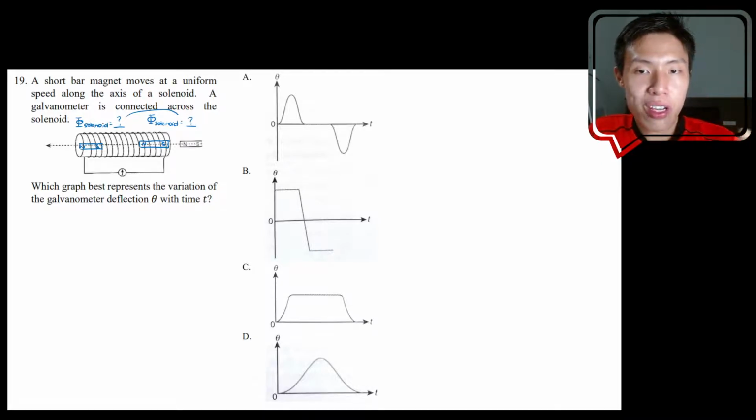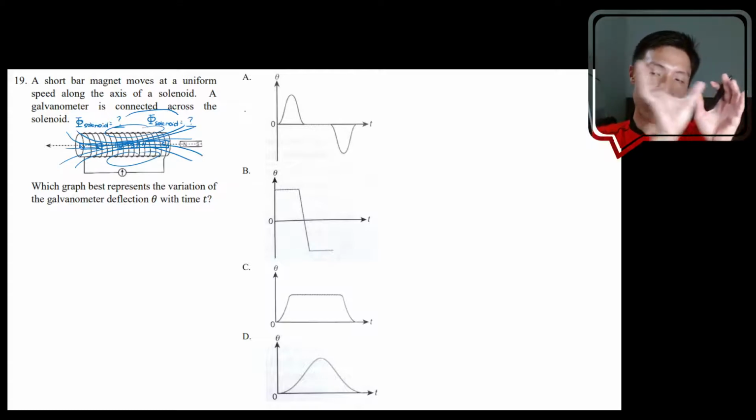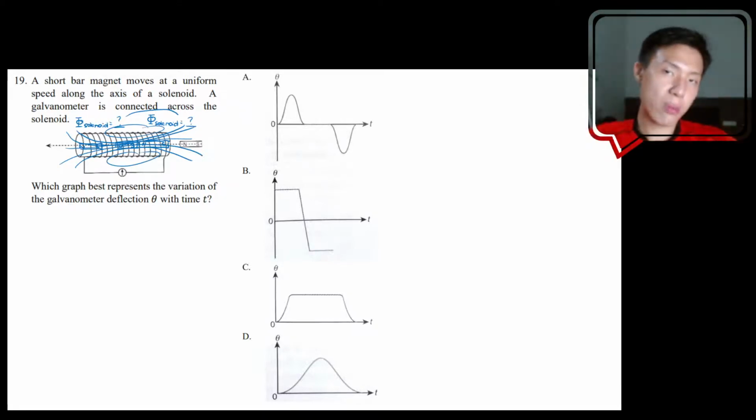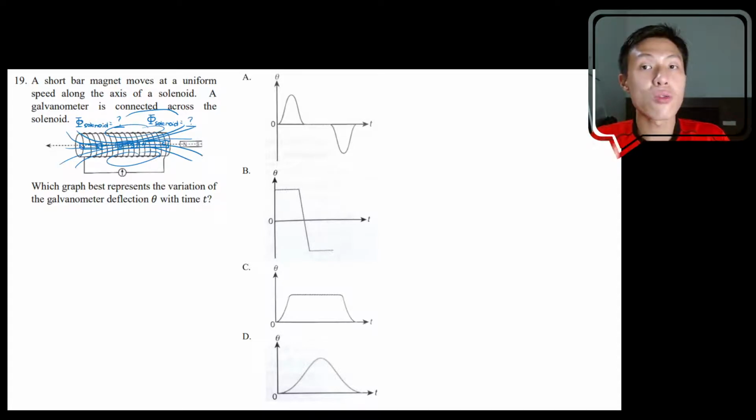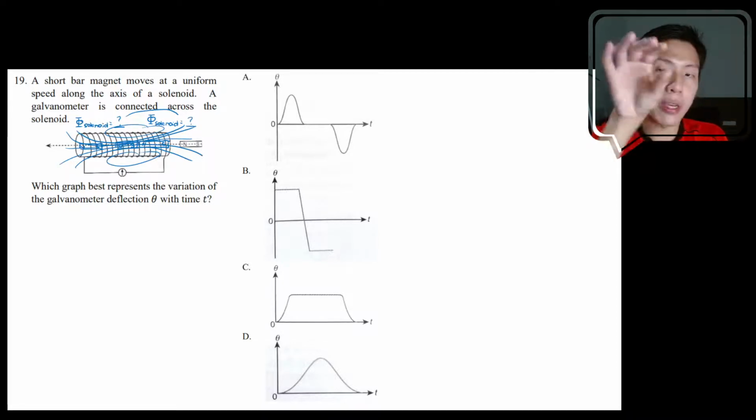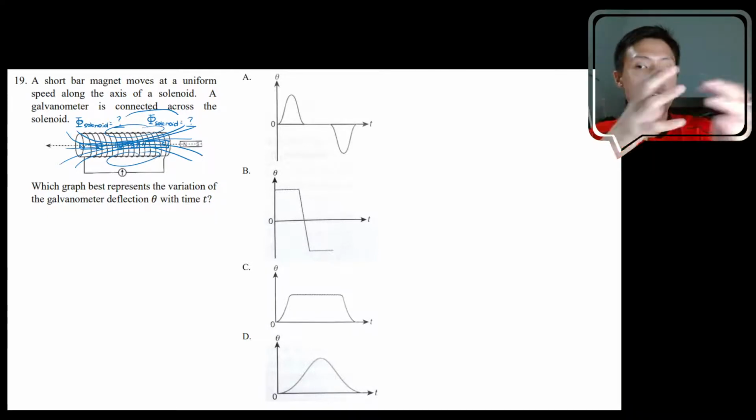The idea that I'm trying to say here is, if the bar is near the center, you should expect the whole solenoid to experience the magnetic field. So even though the bar is moving to the left a little bit, the whole solenoid is still experiencing a magnetic field. So there is no change in magnetic flux when the bar magnet is near the middle, because it moves slightly to the left and the whole solenoid is still experiencing a magnetic field.